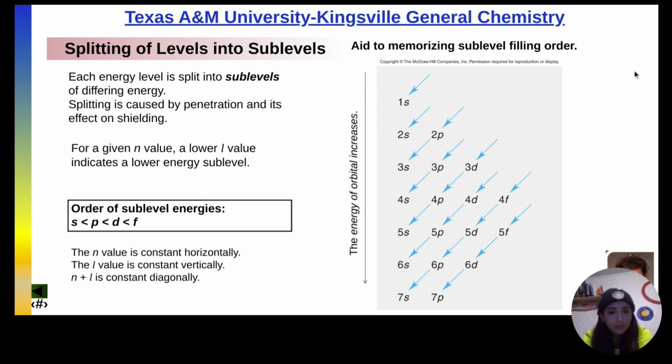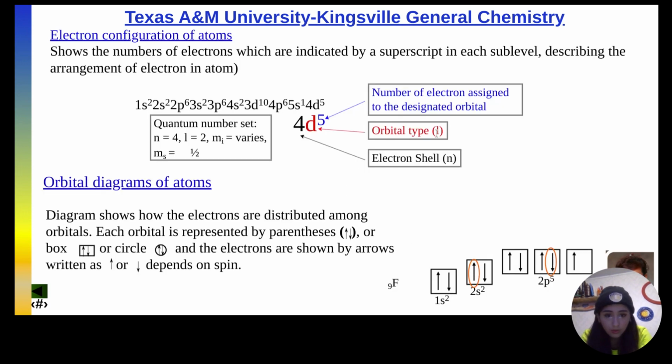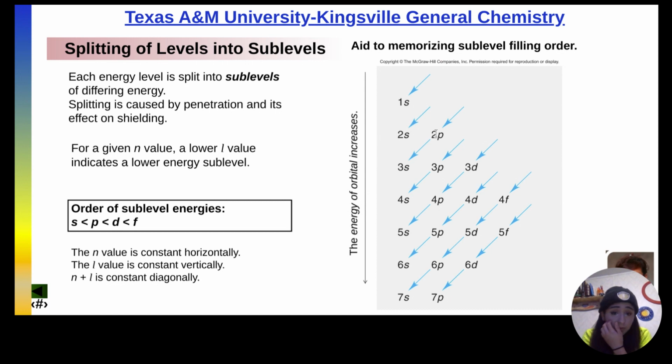Here is a little aid to memorizing sublevel order. You'll see that the energy of the orbital increases as we go down. So we start off with 1s, and then it's 2s, 2p, 3s, 3p, 3d. Notice that all the ones in the second column are p, all the ones in the third column are d, and all the ones in the fourth column are f. 2s, 2p, 3s, 3p, 3d, 4s, 4p, 4d, 4f, 5s, 5p, 5d, 5f, 6s, 6p, 6d, 7s, 7p. And as you go down, the energy is stronger. So down here at 7s and 7p, those are going to be your strongest orbitals with energy.